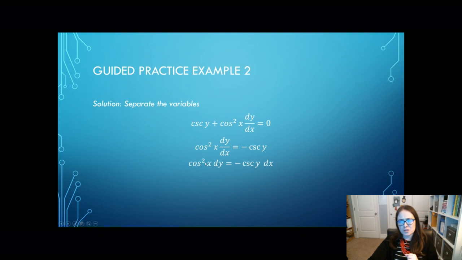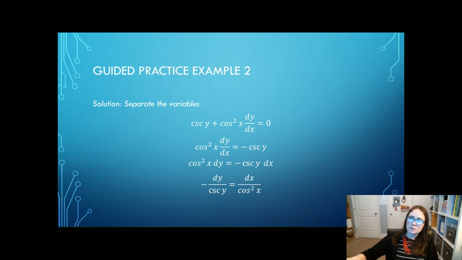So it kind of determines which side things go to. Okay, so I'm going to divide the cosine squared x. And while I'm at it, I can divide both sides by negative cosecant of y as well. And that will have my variables all separated out. Now, everything with the y is on the left, everything with an x is on the right. So that's step one, is separate those variables.